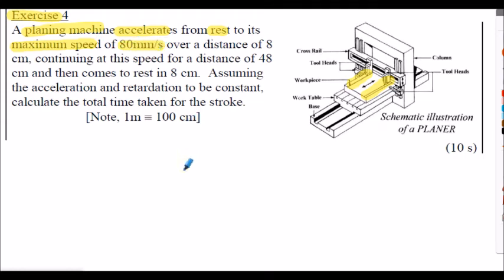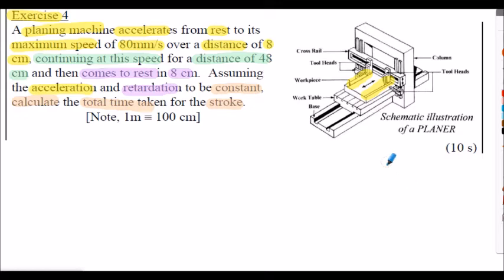We need to be careful with that information. And that travels over a distance of 8 centimeters. Again, we need to be careful with these units. The planing machine continues at this speed for a distance of 48 centimeters. It then comes to rest in 8 centimeters. Assuming that the acceleration and the retardation to be constant, we've got to calculate the total time taken for the stroke on the planing machine. We're given a hint for the conversions between centimeters and meters in the question.